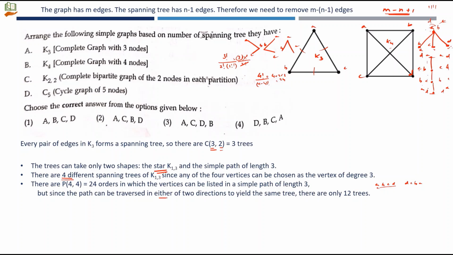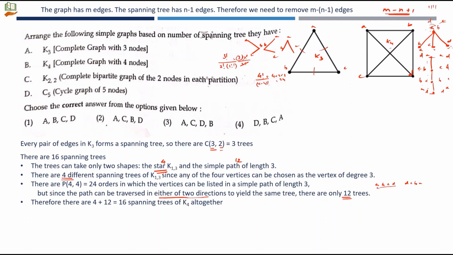Keeping in mind the two direction possibility, we are just taking only half of 24 orders, which will give you 12 spanning trees. So altogether, K1,3 is having 4 spanning trees and the simple path of length 3 is having 12 spanning trees, which is going to give you 16 spanning trees of K4 altogether. So there are 16 spanning trees.